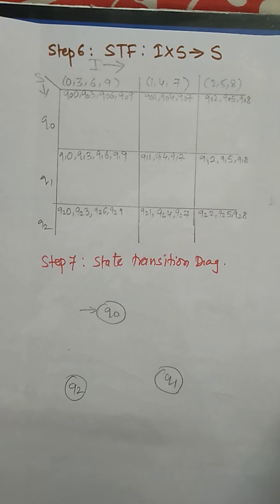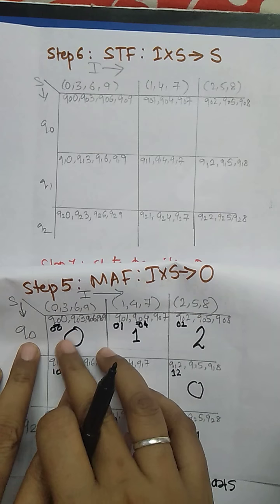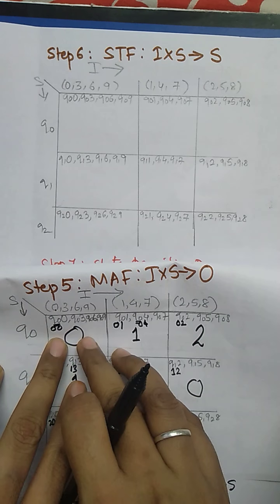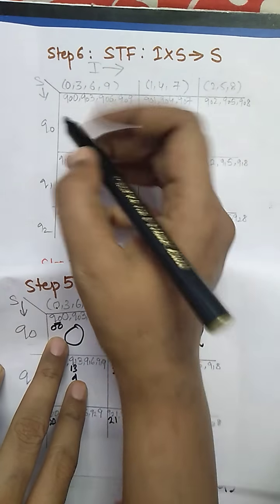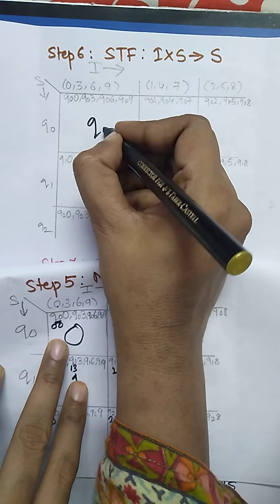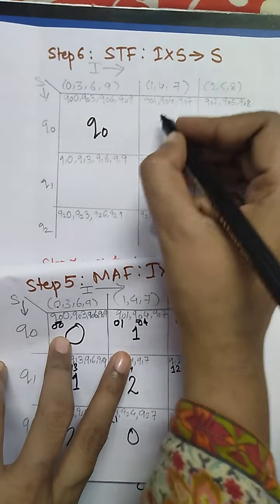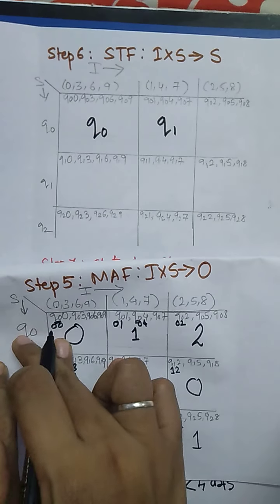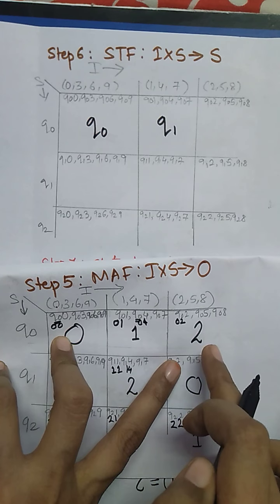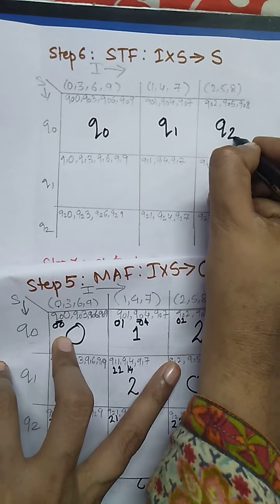now we'll take the help of this diagram, the machine function. Machine function: Q0 with 0 produces output 0. Output 0 indicates state Q0. Q0 with remainder 1, so remainder 1 will be marked as Q1. Q0 with 2, what kind of remainder? Remainder 2. Remainder 2 is marked with the state Q2.